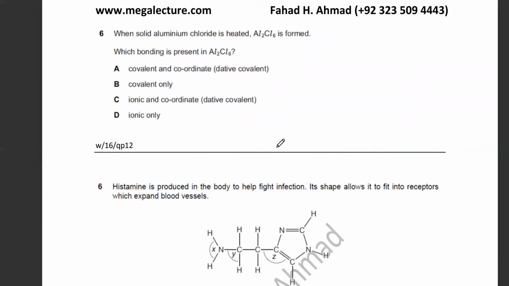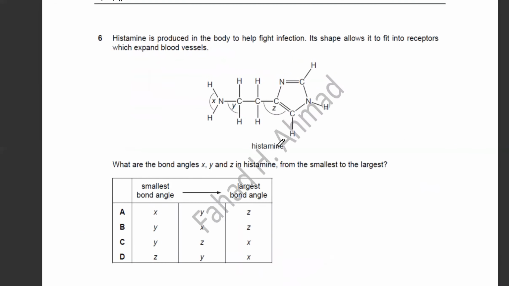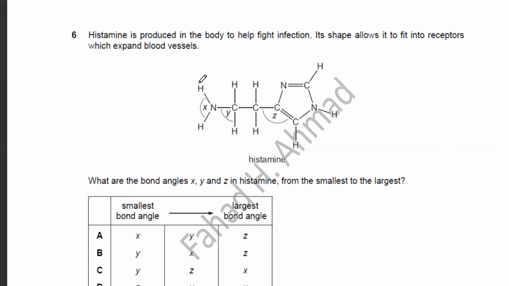Most of the questions are going to be kind of straightforward. Do this one quickly. This is 4 bonds, tetrahedral, so this one is going to be 109.5. Keep this in mind: when they draw this structure, the structure represents the connectivity of the atoms. It doesn't show you the actual shape of the molecule. The actual shape is going to be tetrahedral.